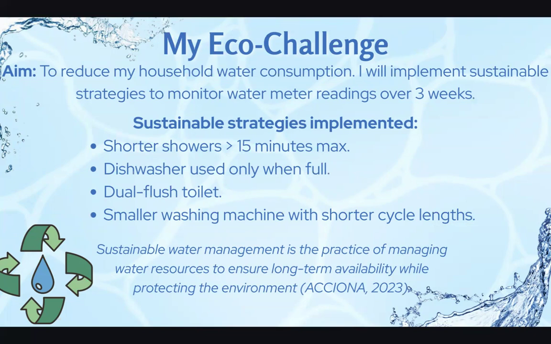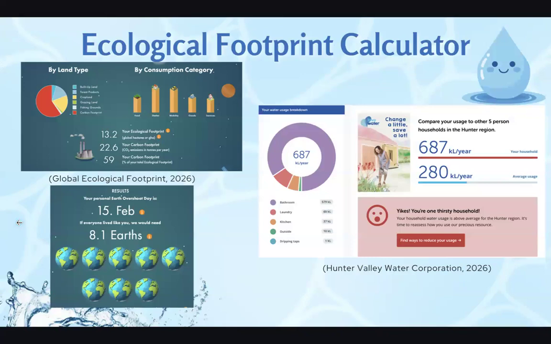To start my eco challenge, I used an ecological footprint and water use calculator to see how my household affects the environment. Using the global ecological footprint calculator, I discovered that if everyone lived like me, about 8.1 Earths would be needed to sustain that level of consumption. The Hunter Valley water use calculator showed my household uses about 687 kiloliters of water each year, much more than the average of 280 kiloliters for 5 people.